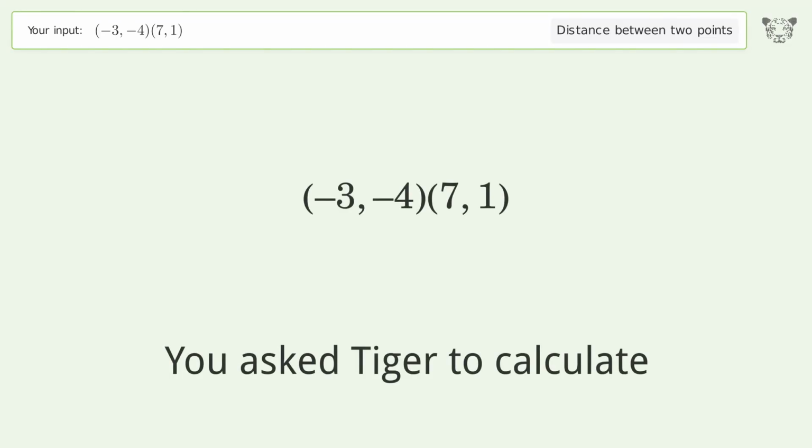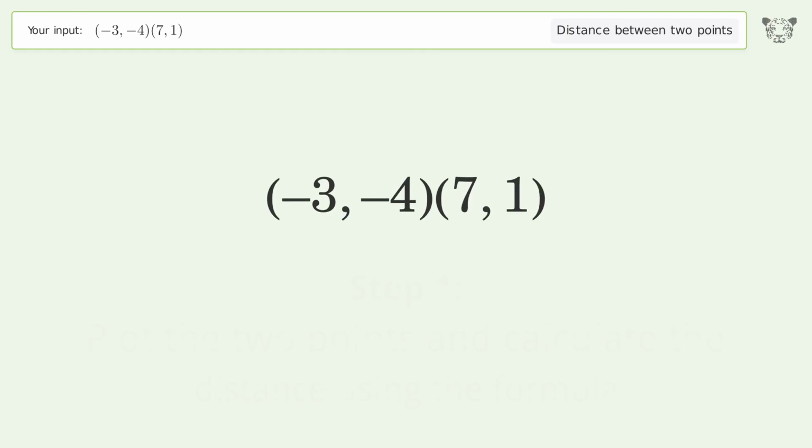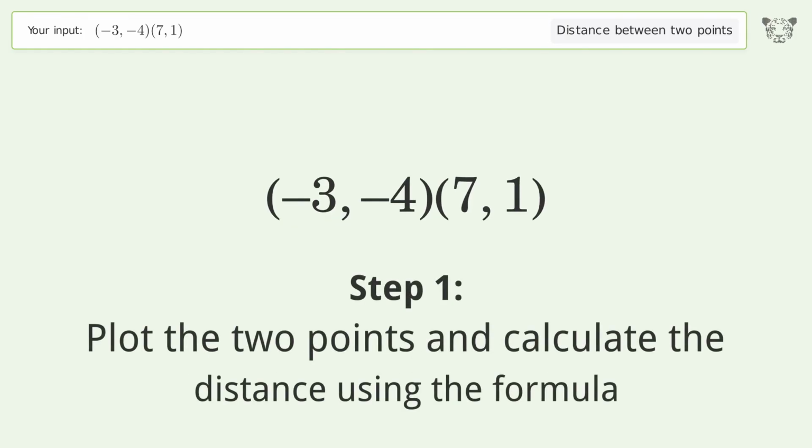You ask Tiger to calculate the distance between 2 points. The distance between the 2 points is the square root of 125, or 11.18. Let's solve it step by step. Plot the 2 points and calculate the distance using the formula.